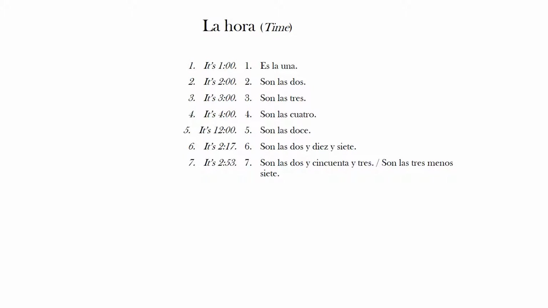So if you want to skate by in Spanish 1, you can go with the it's 2 and 53, son las dos y 53, but if you want to go any further, start learning that when you're telling time, you're going to count back however many minutes. Son las 3 menos 7. It's 3 minus 7. It's 2:53.